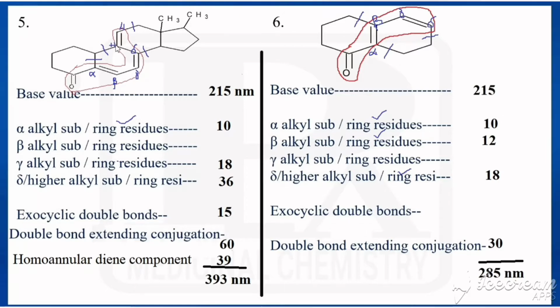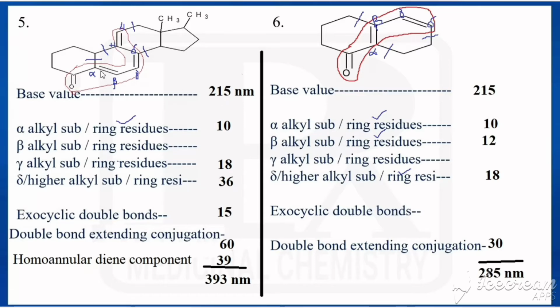Here we have chosen this would be the basic one. So this would be the enone, that is alpha beta unsaturated carbonyl compound, and we have given the symbol for that. So this is alpha, beta, gamma, delta, and higher means this would be higher, HH, higher. Okay, so what is the parent one? The ketone is present in a 6-membered ring. That's why the parent value would be 215 nanometer.